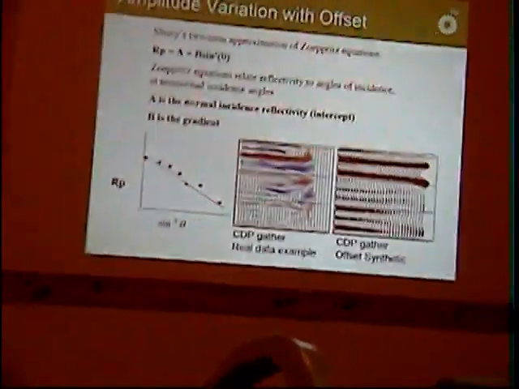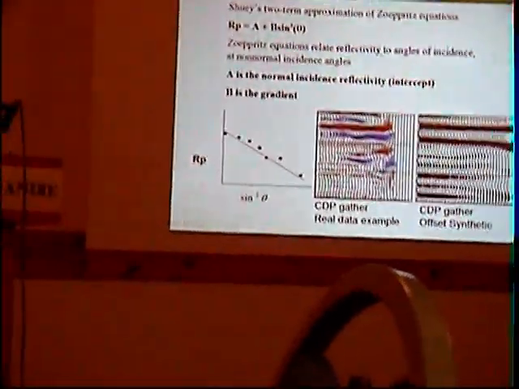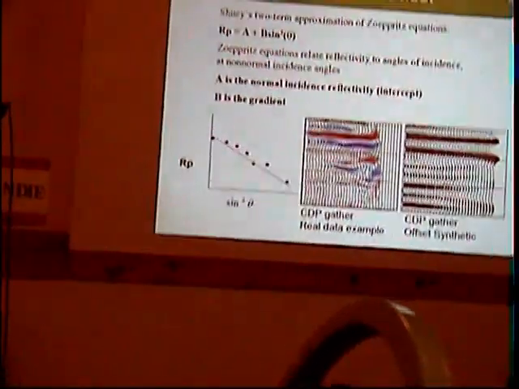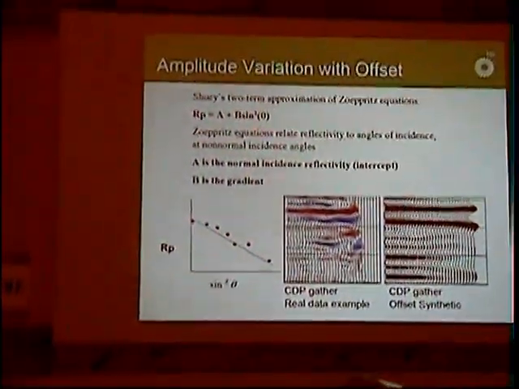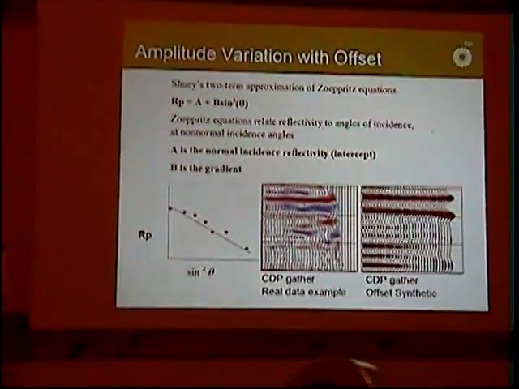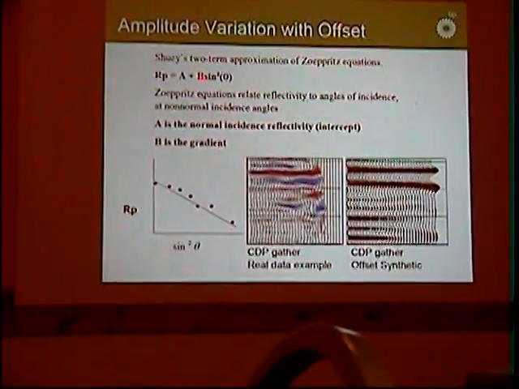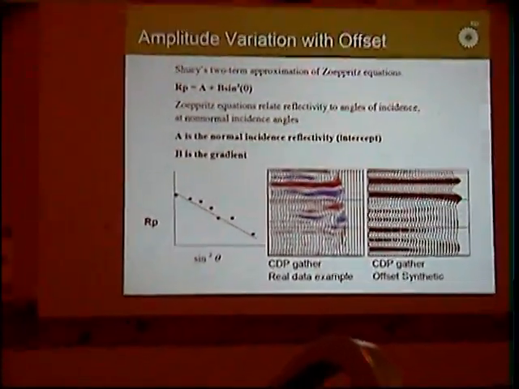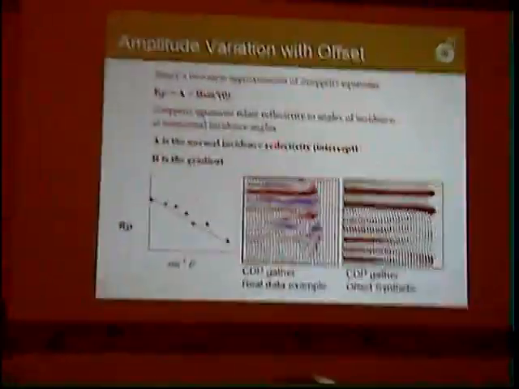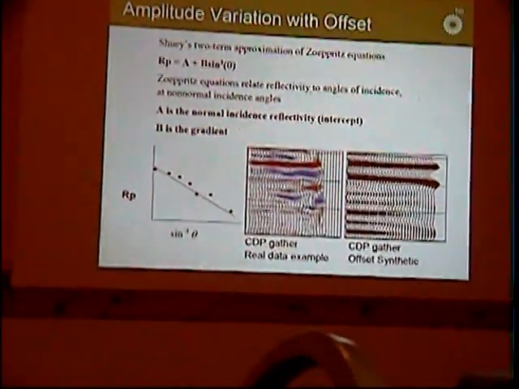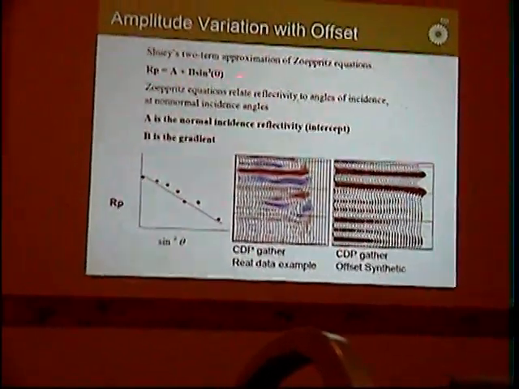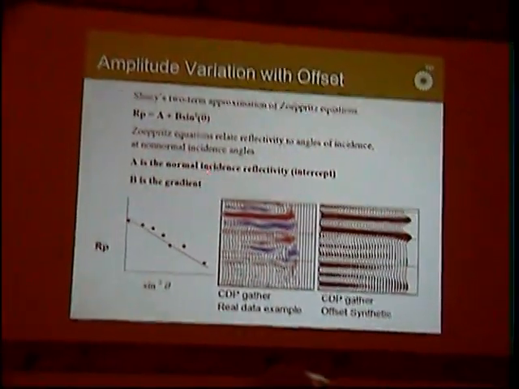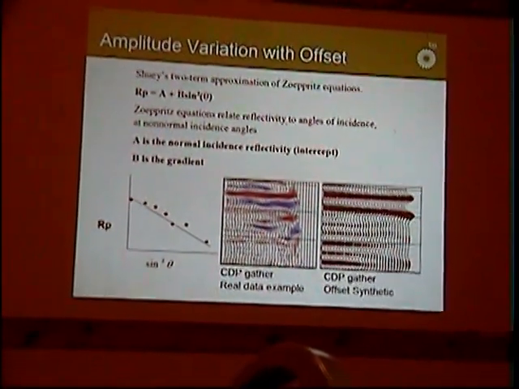Typically we think everything is going down normally into the earth, but it isn't. There is some variation of amplitude with that variation in angle. He also describes transmission, but I'm just thinking reflectivity right now. So A is normal incidence reflectivity, which is the intercept from this two-term approximation of the Zoeppritz equations, and B is the gradient, so that's the B here.